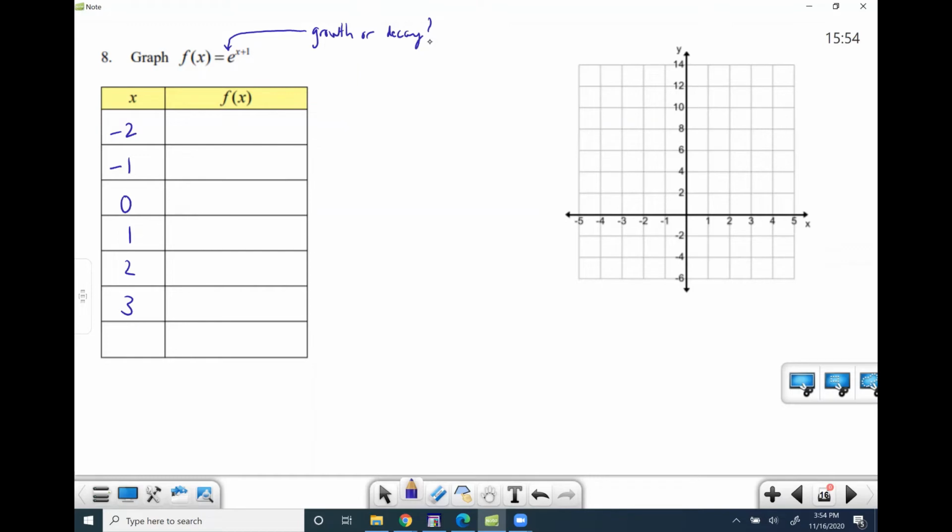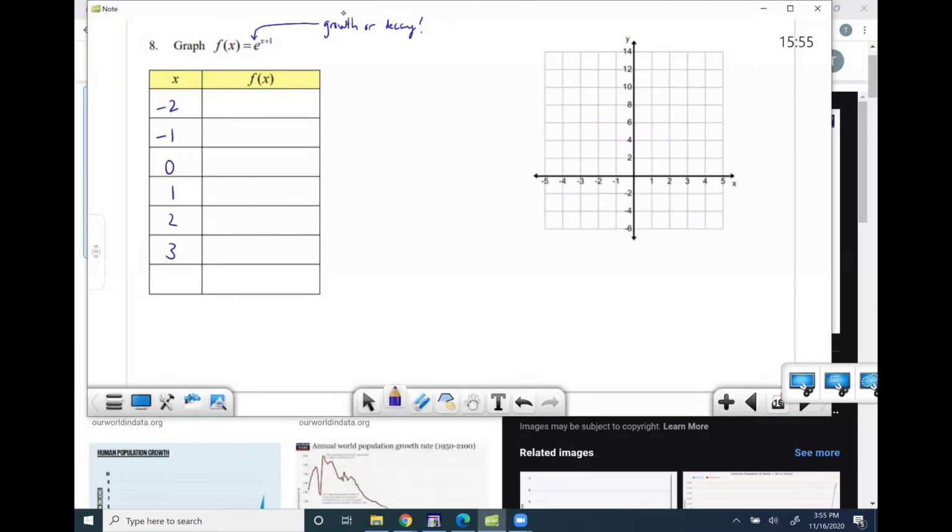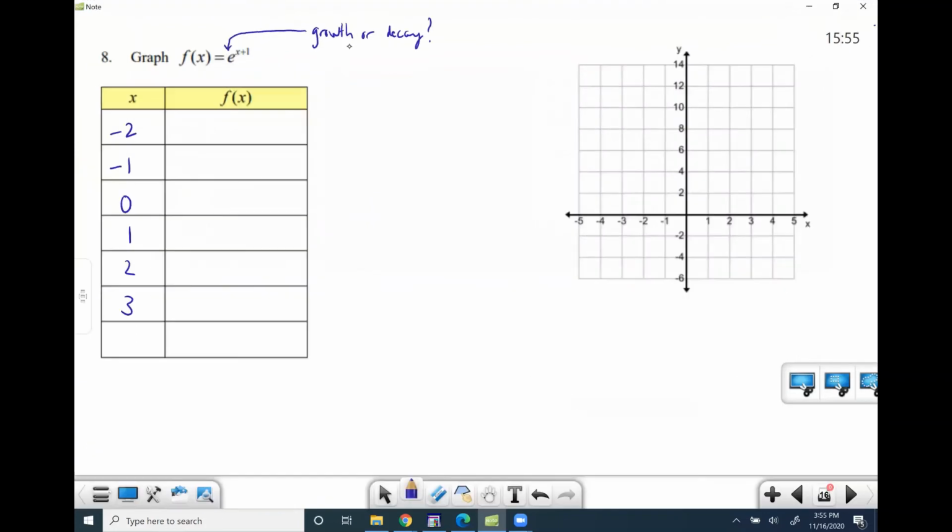What are you guys thinking? Isn't it going to be growth? It is, because the constant is 2, so it starts with a 2. Yep, so it's growth. Remember, e is around about 2.7. Since the base is greater than 1, it's growth.